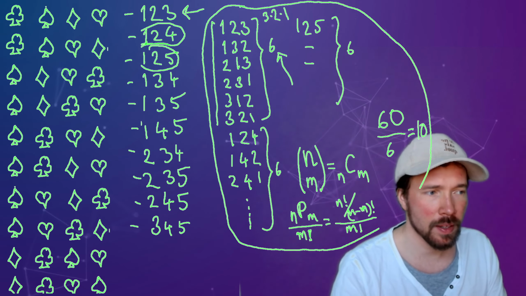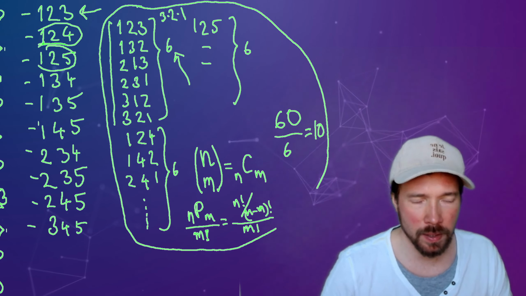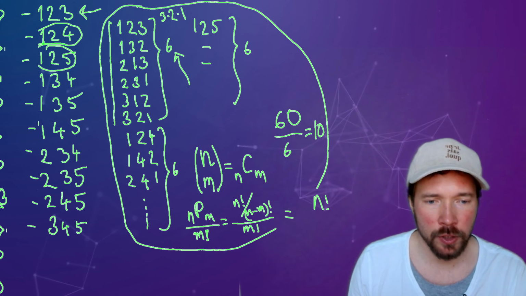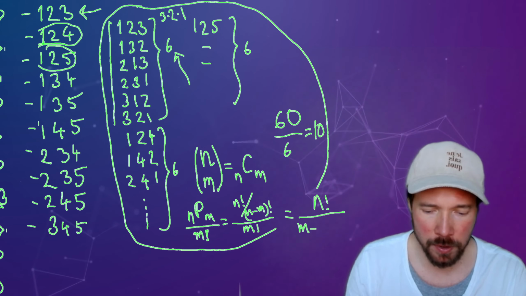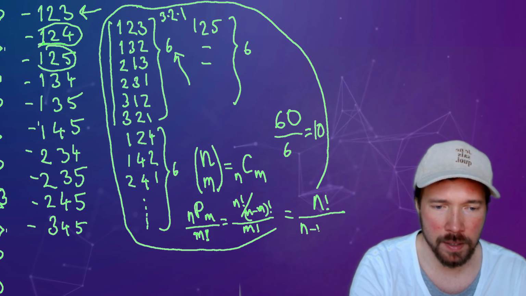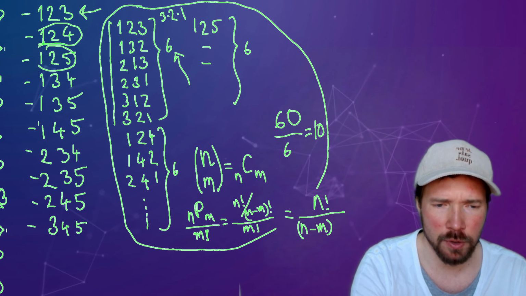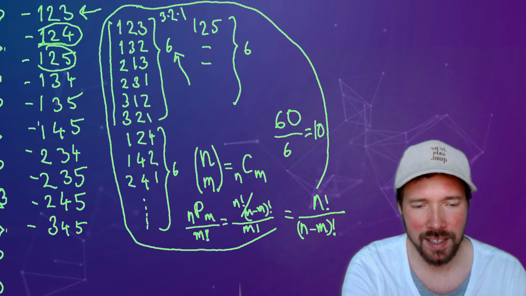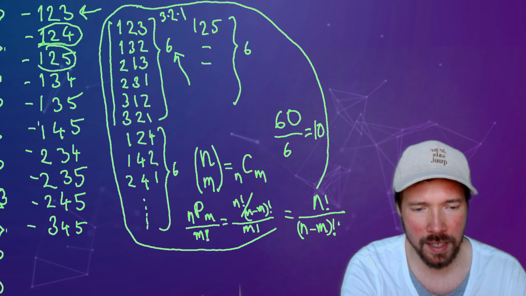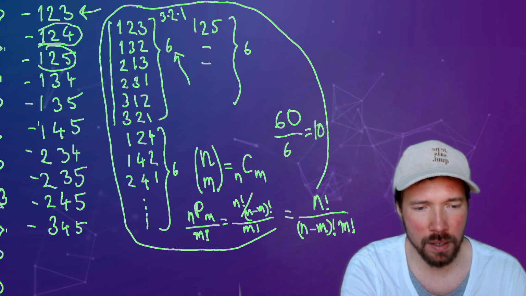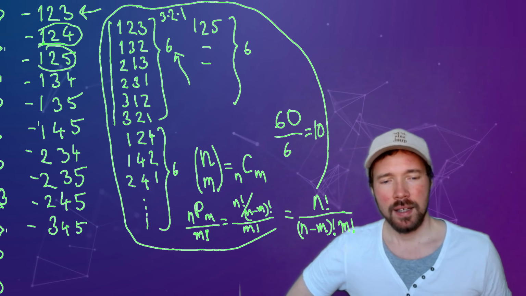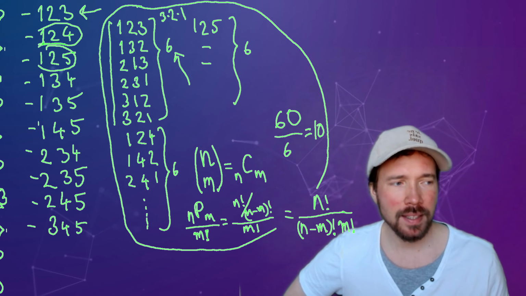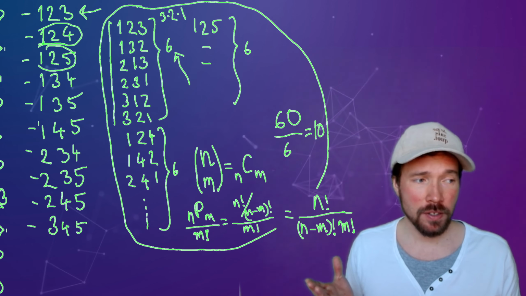Let me just move things a bit. This simplifies to n factorial divided by n minus m. I guess I should use n and k, otherwise they get mixed up when I say them. But here we are, n and m: n factorial divided by n minus m factorial times m factorial. This is the combinations.